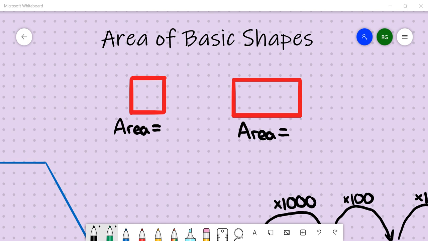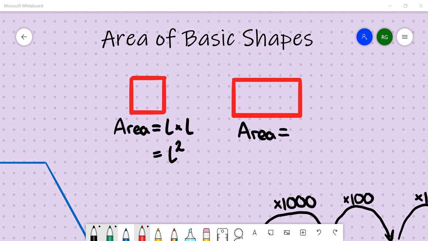Hopefully you will already have a pretty straightforward understanding that to determine the area of a square, it is simply length multiplied by the length, as with a square all sides are the same, and we can also call that length squared if we like.